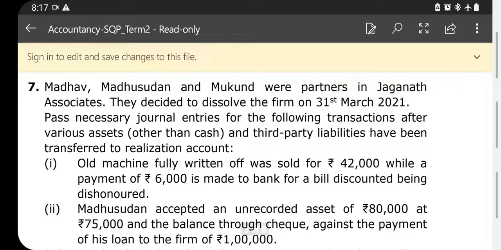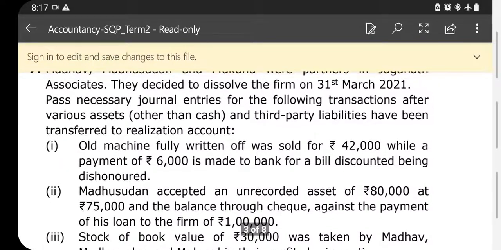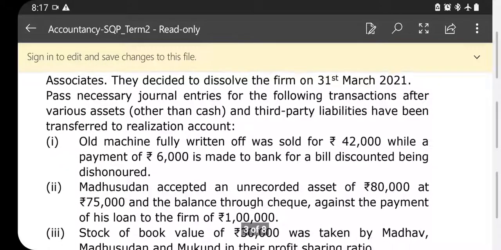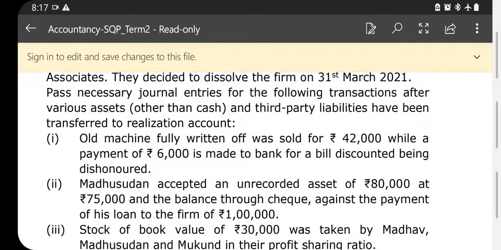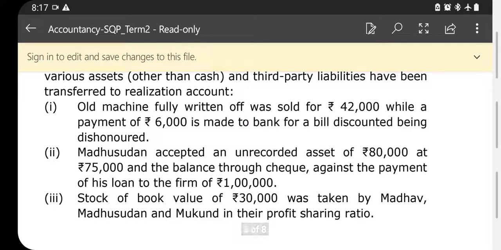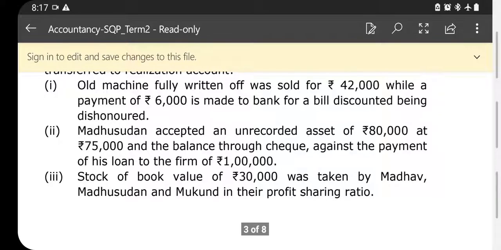Very big question. Madhav, Madhusudhan and Mukund were partners in Jagannath Associates. They decided to dissolve the firm on 31st March 2021. Pass necessary journal entries for the following transactions after various assets other than cash and third party liabilities have been transferred to realization account. Old machine fully written off was sold for 42,000 while a payment of 6,000 is made to bank for a bill discounted being dishonored.